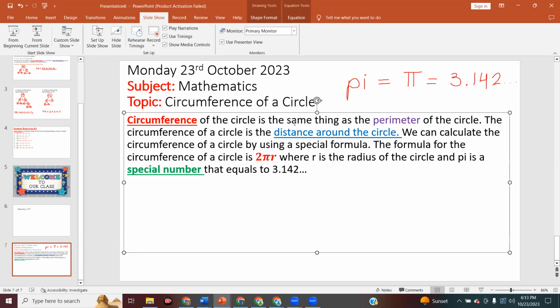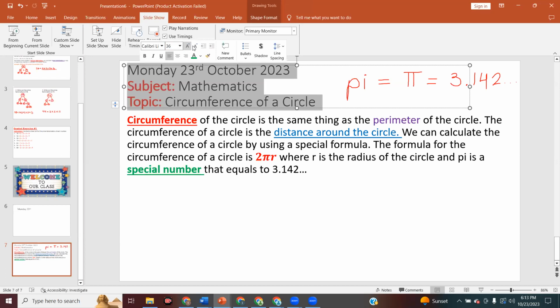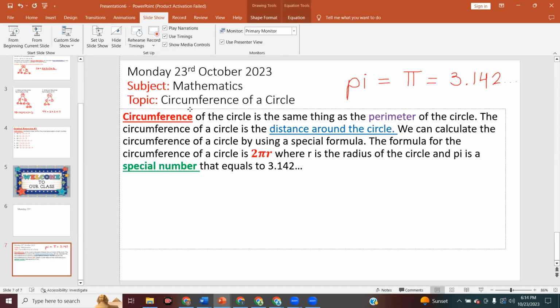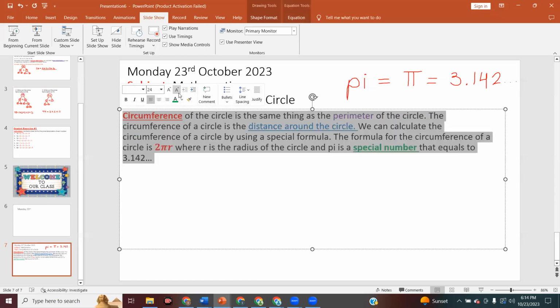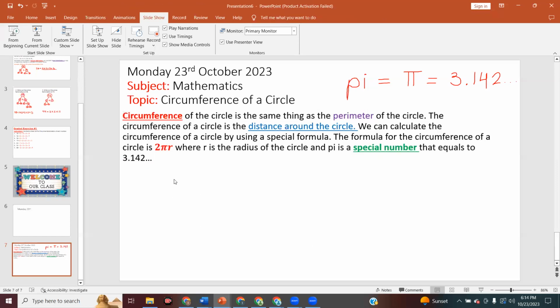So we need two things when we are going to find the circumference of the circle. We need the radius and we need pi. All right, those two things we need. So let's do it. Let's find the perimeter of the circle. So let's do an example. All right. So again, when we're trying to find the circumference of the circle, we need pi, we need the radius, and we need our special formula. So let's do an example.